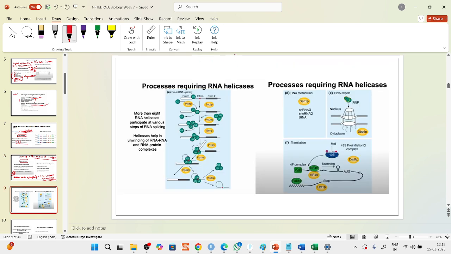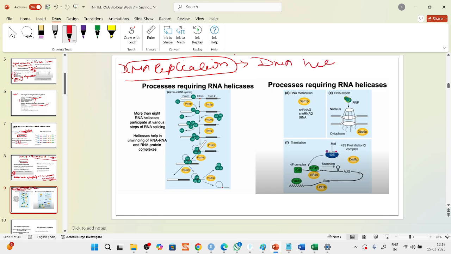Now, you can see processes requiring RNA helicases. So we know that in DNA, helicases are required during which process? It is required during DNA replication. When we have DNA replication, there we have studied that DNA helicases are needed. Okay. Now here we are talking about RNA helicases, but what is the use of these RNA helicases? Where are these RNA helicases needed? That is also one thing that we should know.